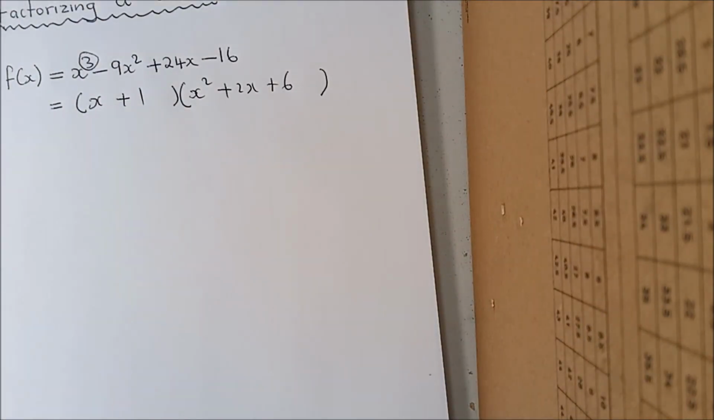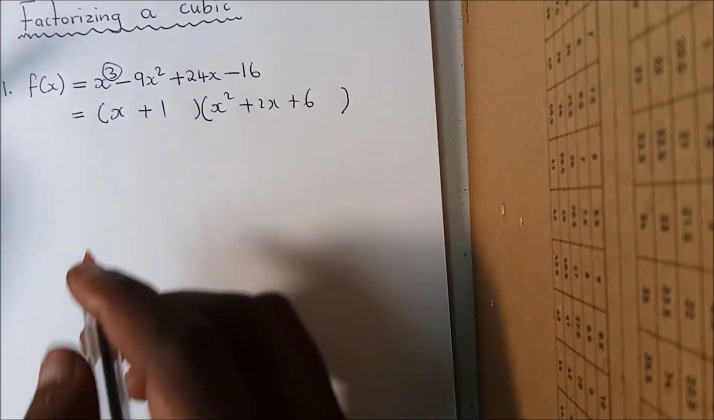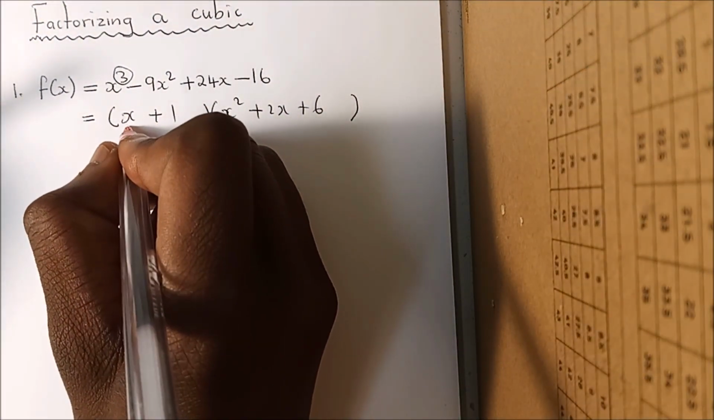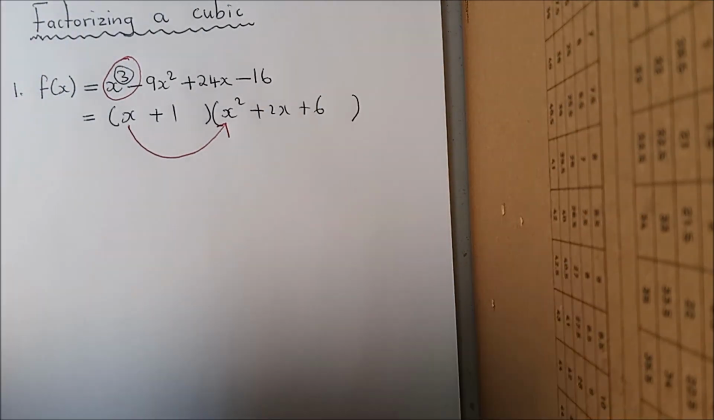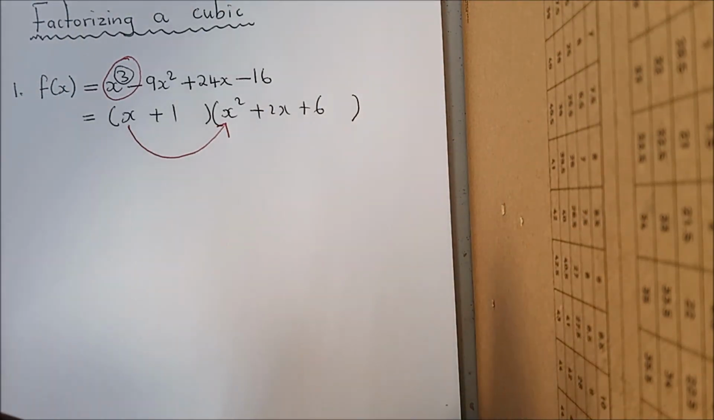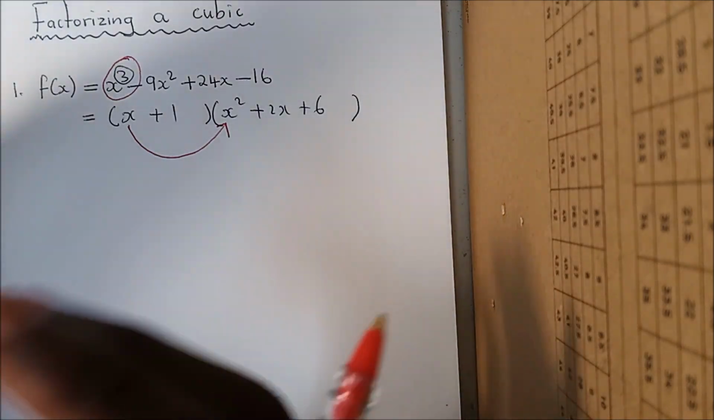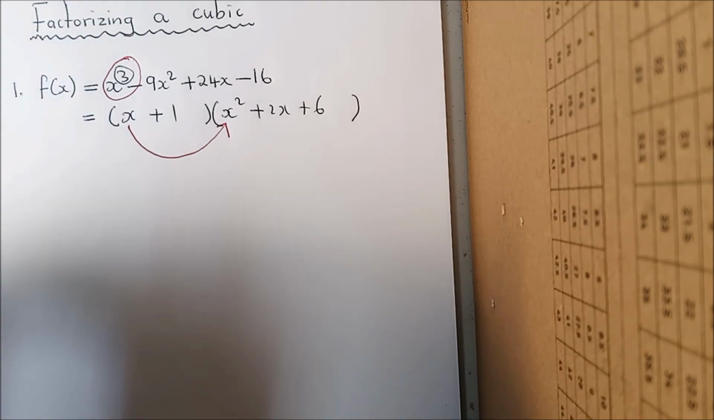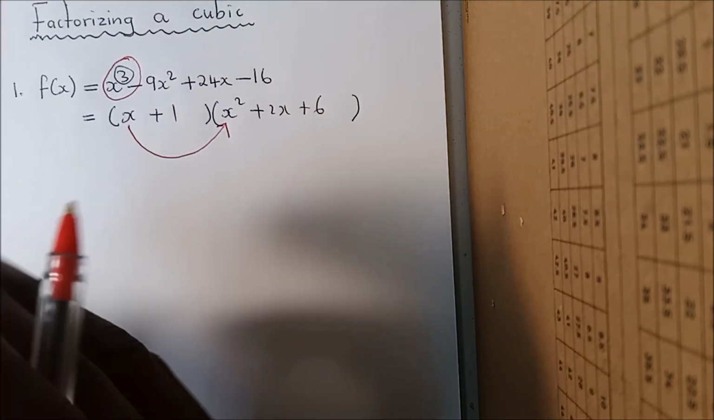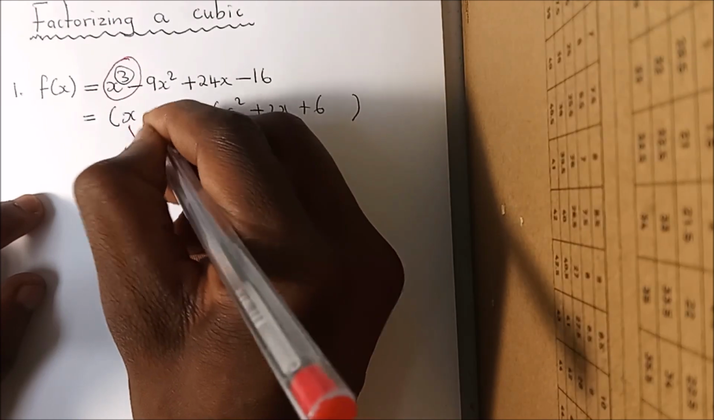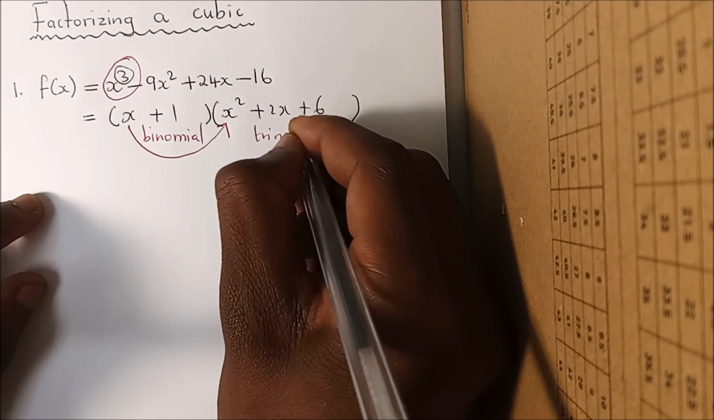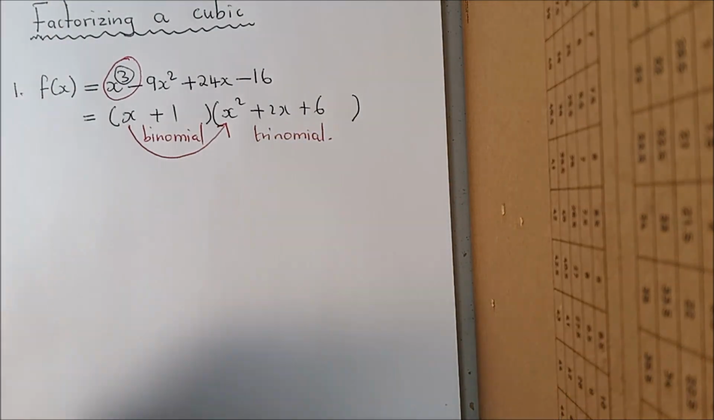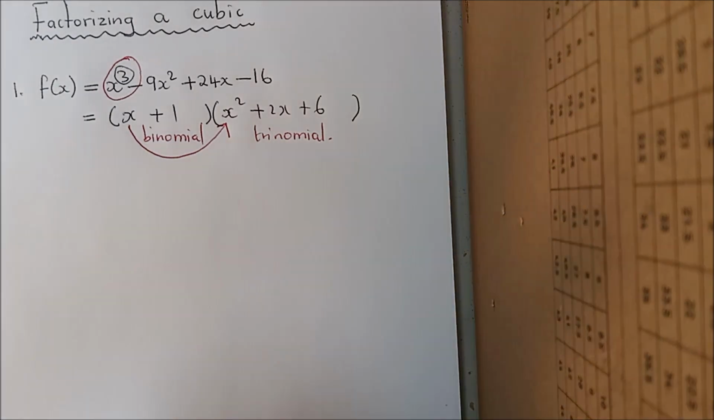Now I want you to look at this part. By foiling this, if you multiply x with x squared, you will get x cubed. My point is, to get a cubic, you must have a straight line and a quadratic. You must have a binomial multiplied by a trinomial. That's how you get a cubic. This binomial is linear, multiplied by a trinomial that is quadratic. I know I'm speaking in tongues, so you'll see the application when I factorize this.